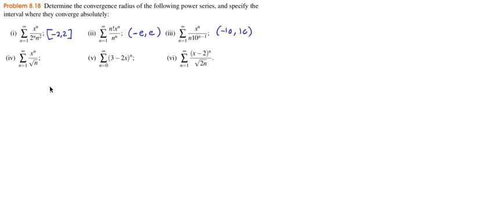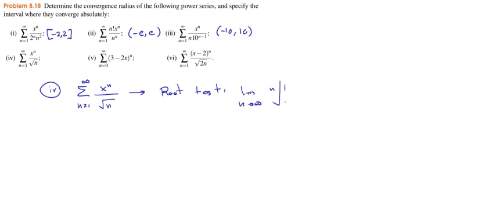Now we have part 4. The sum from n equals 1 to infinity of x^n divided by the square root of n. Now if you compute either the quotient test or the root test, you will get the limit when n goes to infinity of the nth root of x^n divided by the square root of n, and the limit of this is the absolute value of x divided by 1. This has to be smaller than 1. So then x has to be in (-1, 1) in order for it to be convergent.